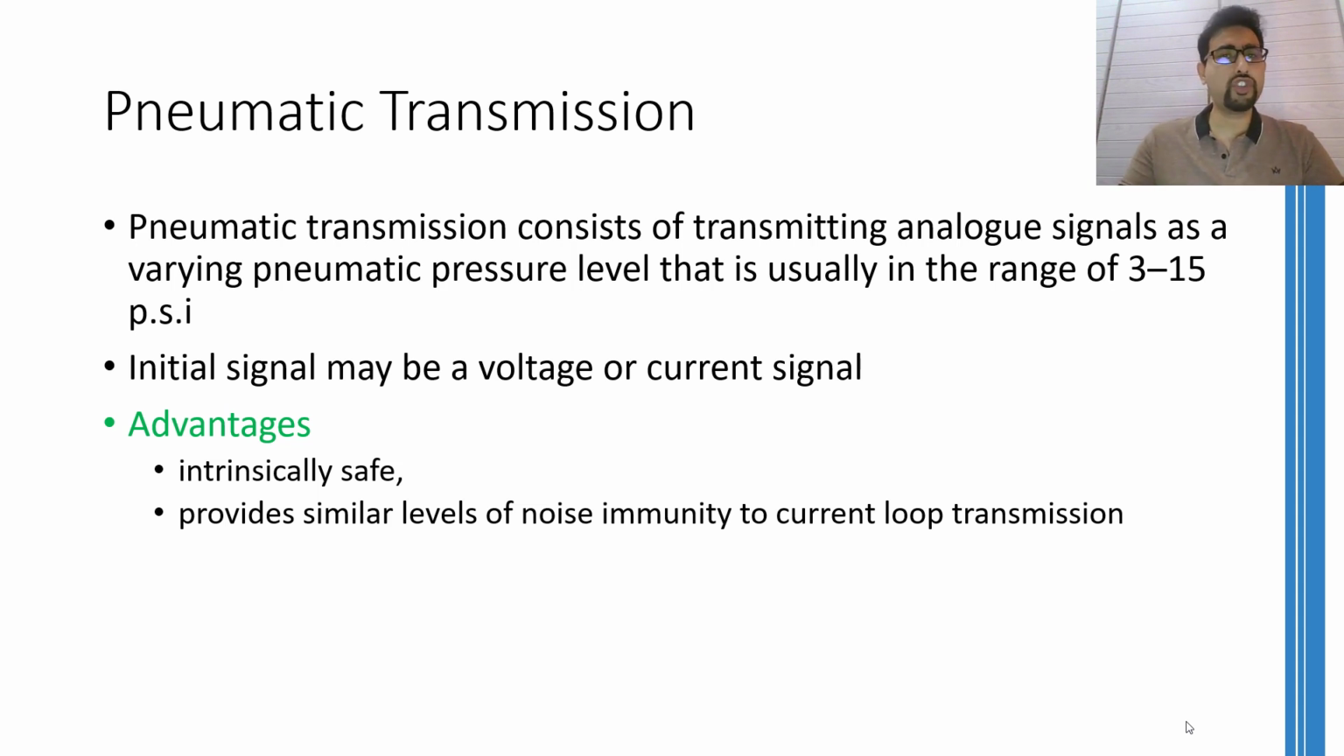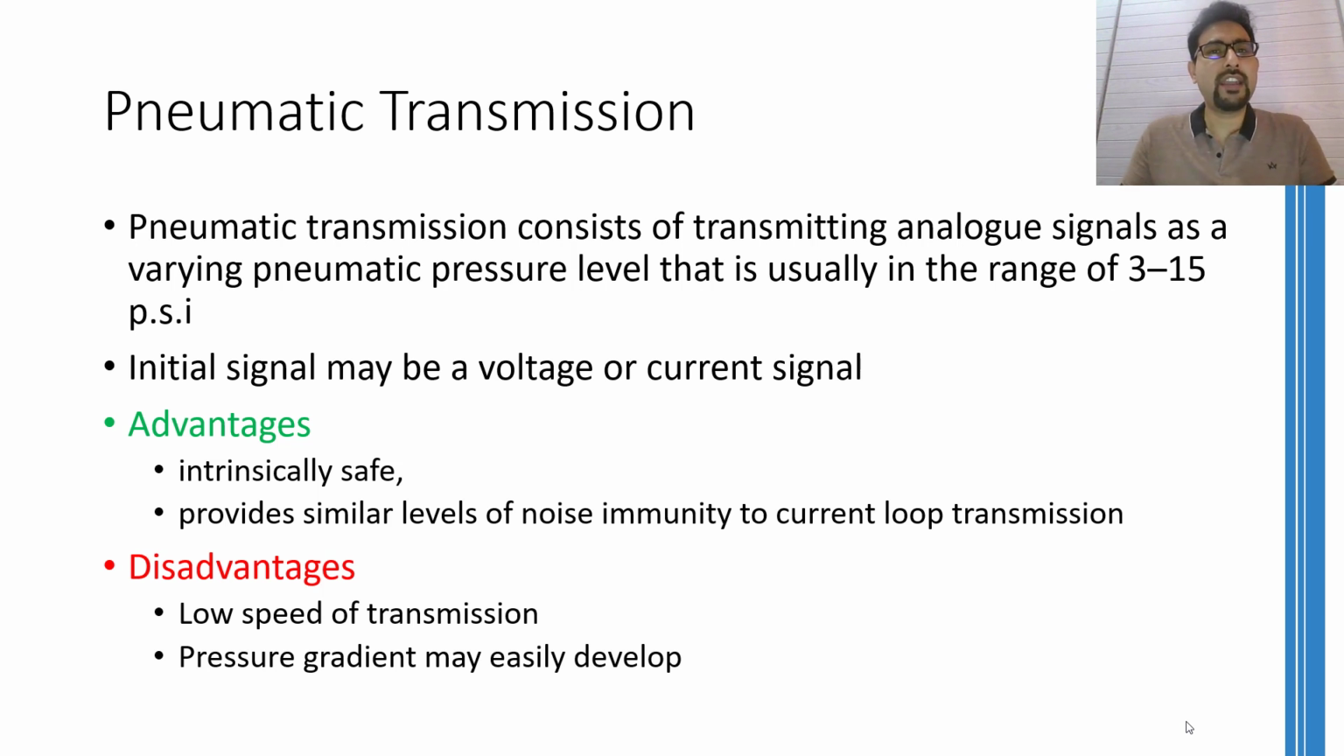As compared to the voltage or current signals, pneumatic pressure signals are much more safer, especially at the pressure levels that are used in industrial standards. Moreover, all the problems of noise induction in voltage signals specifically are not present over here. However, on the other side, the disadvantages include low speed of transmission and a drop in pressure or the pressure gradient that may easily develop around the pneumatic circuit.